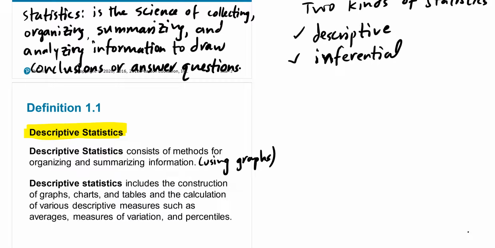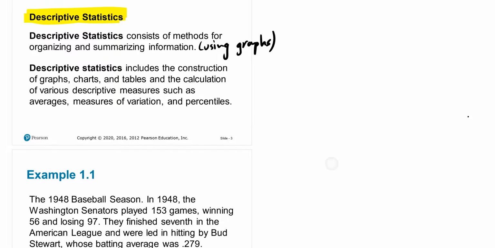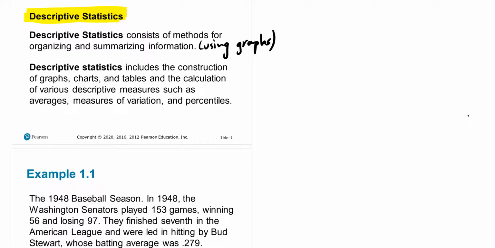So you need to watch something, collect data, organize it. That's descriptive statistics. As an example, if we look at this one, the baseball season back in 1948, they played about 153 games, winning 56 and losing 97. They finished seventh in the American League, and were led in hitting by Stewart, whose batting average was 0.279.